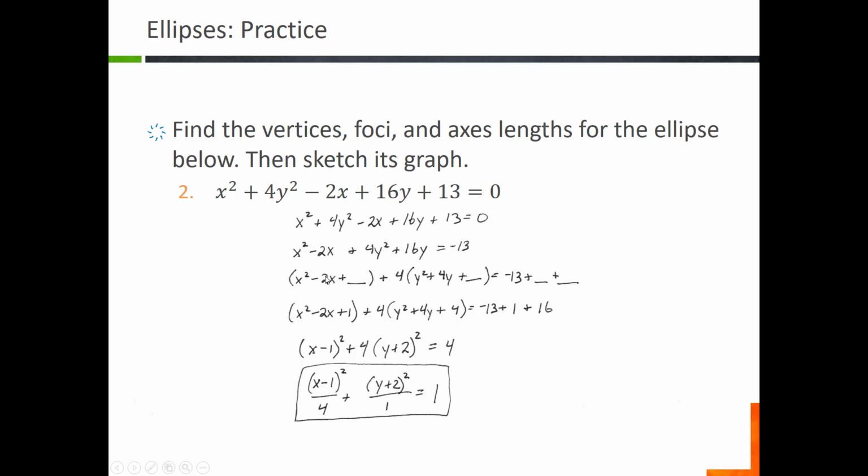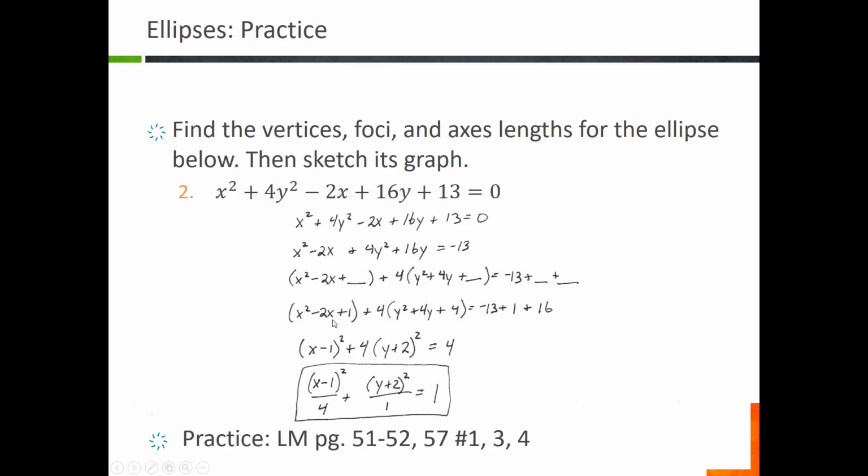So to figure out the number we add, we take half of the coefficient and square it. So 2 divided by 2 is 1, squared is 1. 4 divided by 2 is 2, and 2 squared is 4. So I'm adding a 1 and a 4. But on the right side, I'm going to add a 1 and a 16. So why is this a 16? Well, here I added a 4, but this 4 is also being multiplied by that 4. And so 4 times 4 is 16.